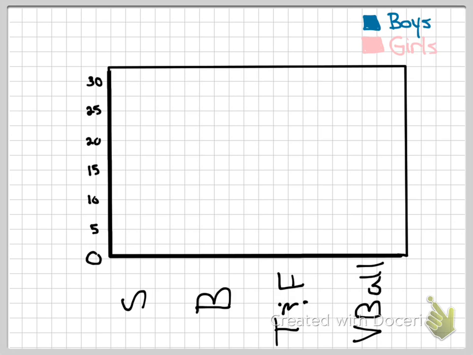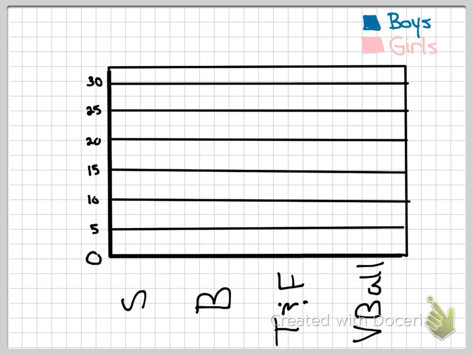But now I need 2 columns for each category. I need to graph how many boys played soccer and how many girls played soccer, how many boys played basketball, how many girls played basketball. And the way that I do that is, of course, I need my horizontal grid lines. So let's go ahead and do that. Okay, so now I'm ready to draw my columns.